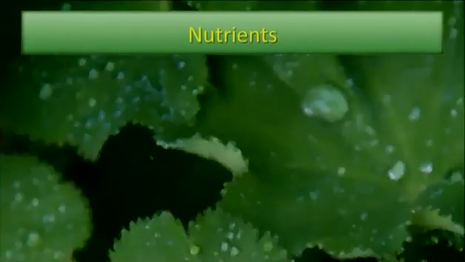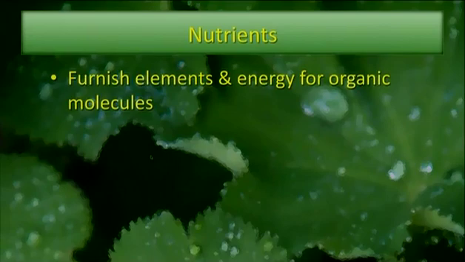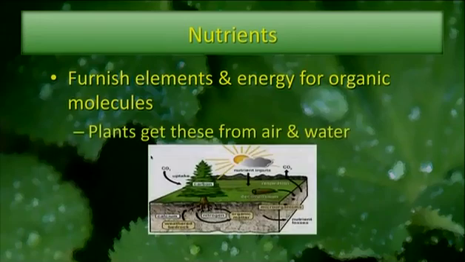The internal environment that influences the development and growth of plants includes nutrients, vitamins and hormones. Nutrients furnish elements and energy for organic molecules. And of course, the plant gets these nutrients from the air and the water from the soil. So air, water, and soil.